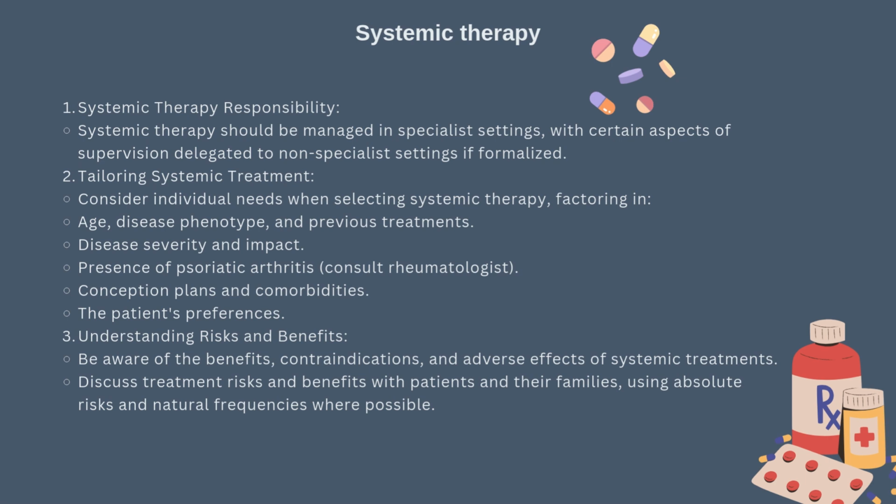Consult a rheumatologist. Consider conception plans and comorbidities, and the patient's preferences. Understanding risks and benefits: be aware of the benefits, contraindications, and adverse effects of systemic treatments. Discuss treatment risks and benefits with patients and their families, using absolute risks and natural frequencies where possible.